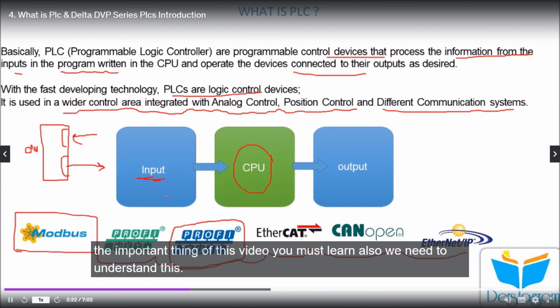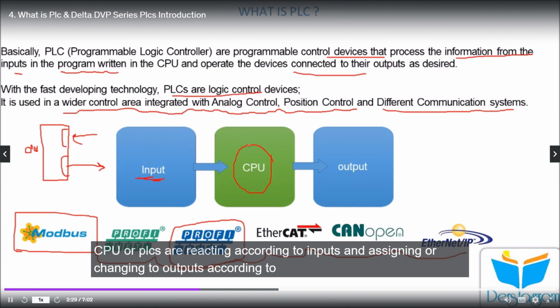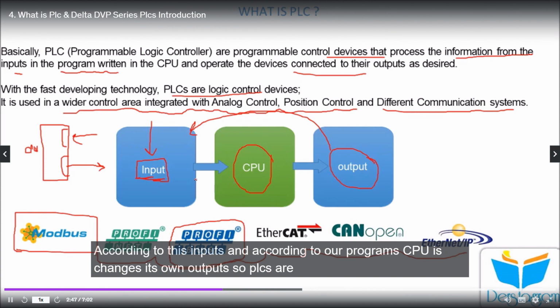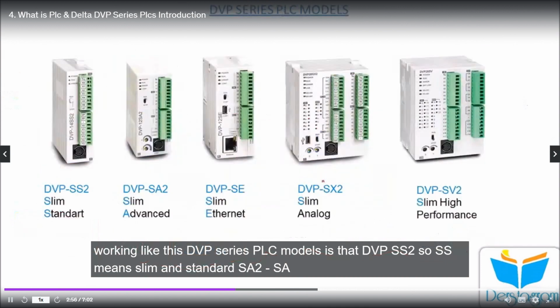But the important thing in this video you must learn is that the CPU, or PLC, reacts according to inputs and assigns or changes outputs according to those inputs. Inputs are really important for the CPU, and according to these inputs and our programs, the CPU changes its own outputs. So PLCs work like this.